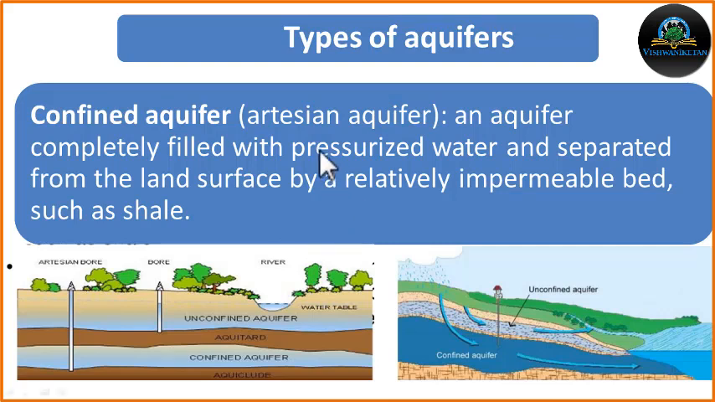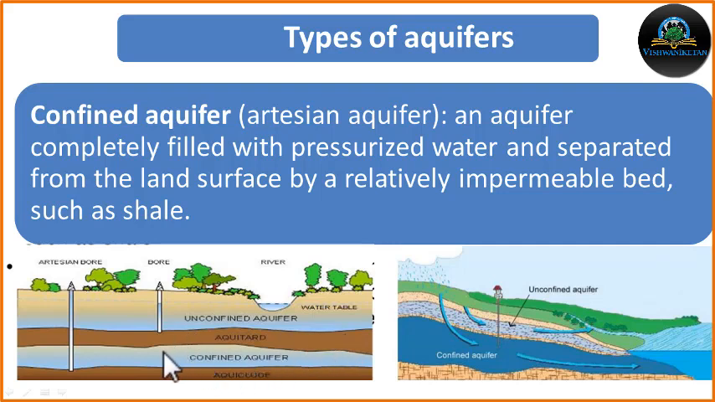Confined aquifers. These aquifers are also known as artesian aquifers. This aquifer is completely filled with pressurized water and separated from the land surface by a relatively impermeable bed such as shale. This is the example of the confined aquifer, where the aquifer is bounded from below as well as from above by some impervious material.